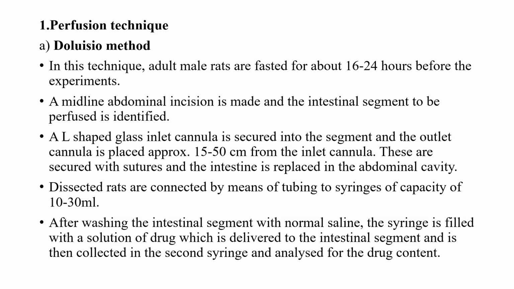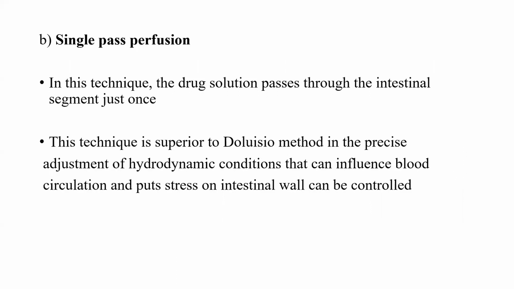These are secured with sutures, and the intestine is replaced in the abdominal cavity, and then connected by means of tubing to syringes of 10 to 30 ml capacity. After washing the intestinal segment with normal saline, the syringe is filled with a solution of drug which is delivered to the intestinal segment, and then collected in a second syringe and analyzed for the drug content.